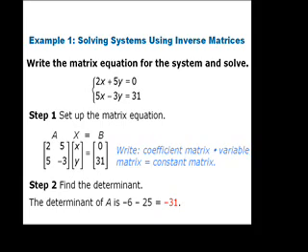Remember, if that had been equal to 0, we wouldn't have an inverse, but here this is not equal to 0, so we do have an inverse, which is great news. That means we're going to get to solve this system. So now that we know the determinant is negative 31, let's find the inverse of A.